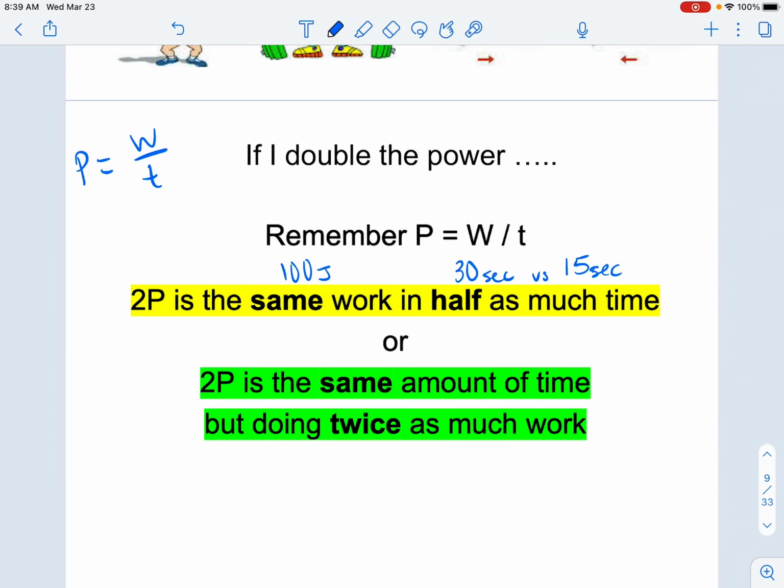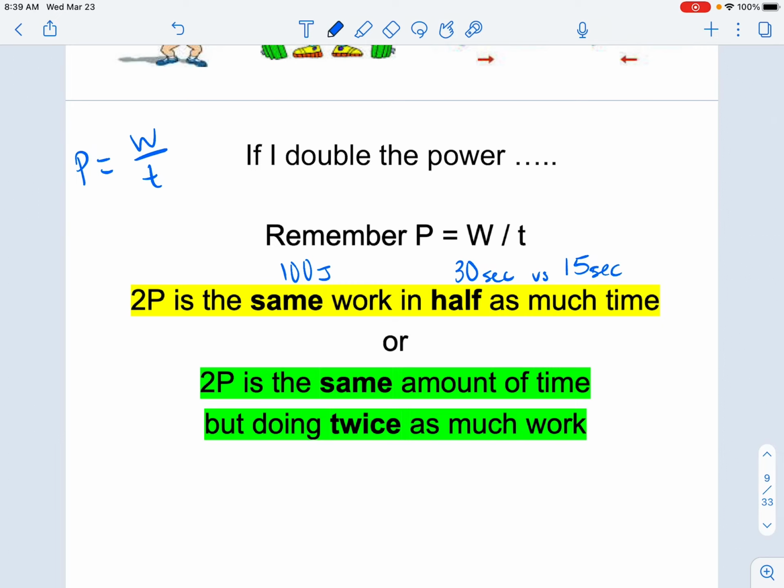Now, if we look a little bit more carefully, what we've done is we've taken the time and we've cut it in half. So time and power are inversely related. If I'm going to take this time and cut it in half, that means I'm going to double the power of my person. This is something that we've looked at quite a bit in the past. So just remember, we're still going to be asked to answer these types of questions.